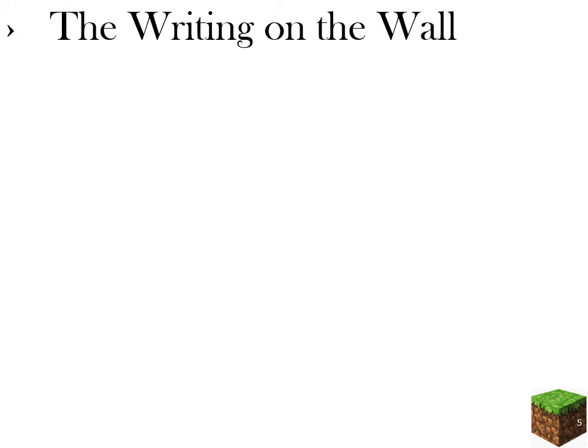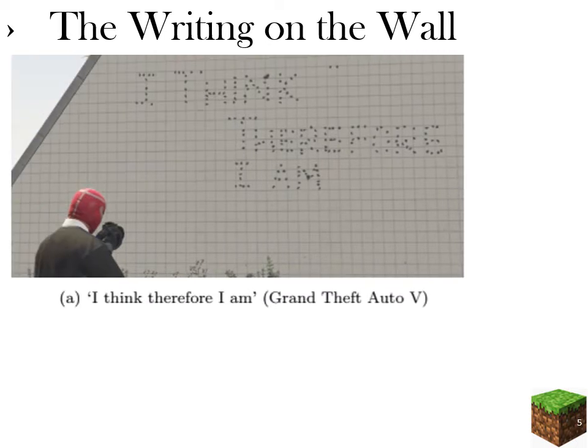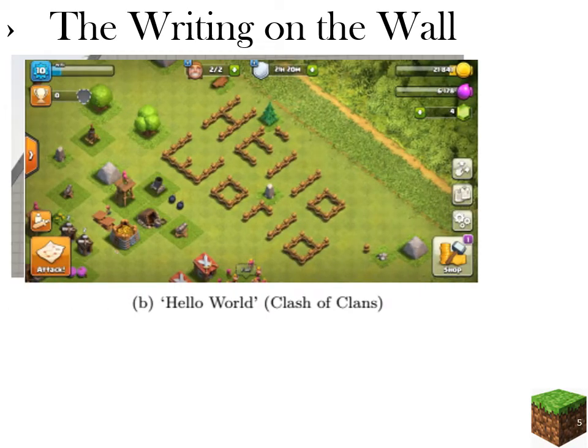So here's how it would work. If Alice and Bob want to communicate, let's say in Grand Theft Auto 5, that's an action adventure game, Alice picks up a gun and she finds a surface and she fires her message on the wall. Right? I think, therefore I am. If it's a strategy game like, let's say, Clash of Clans, where you have to arrange structures or buildings, you can do that to spell out your word or your message, hello world, in this case.